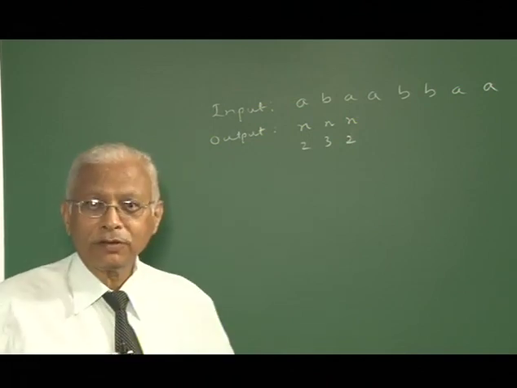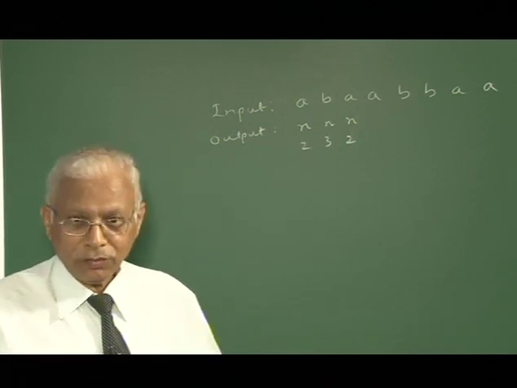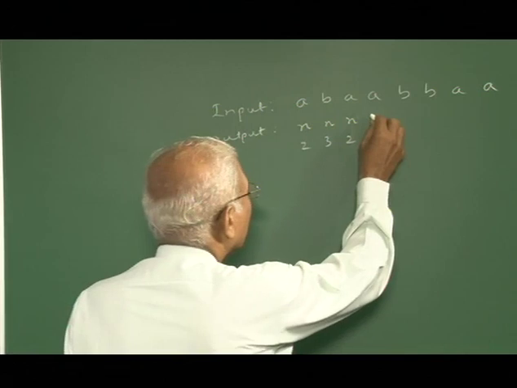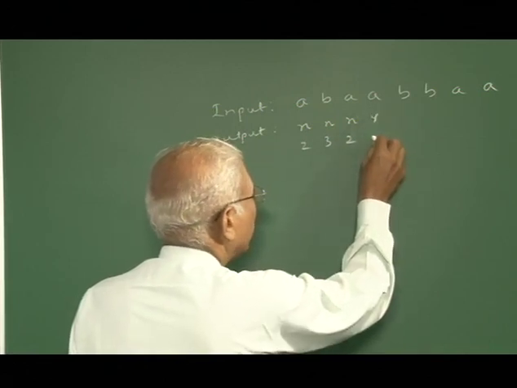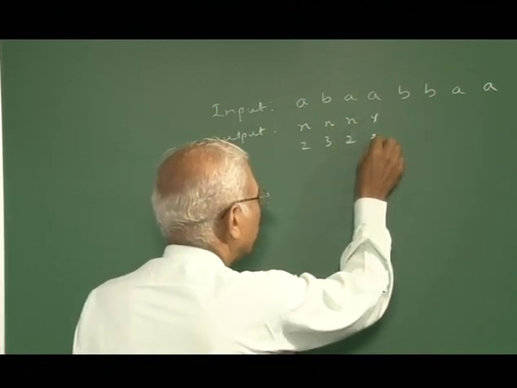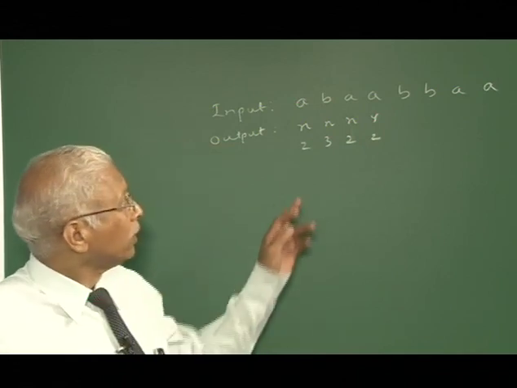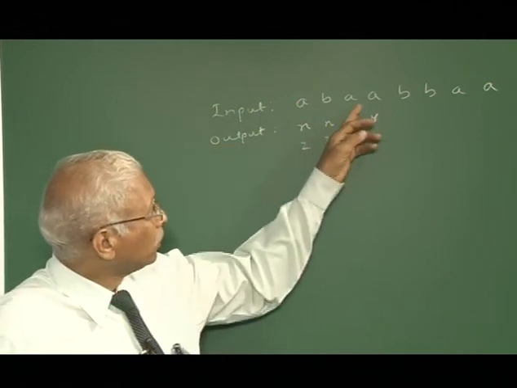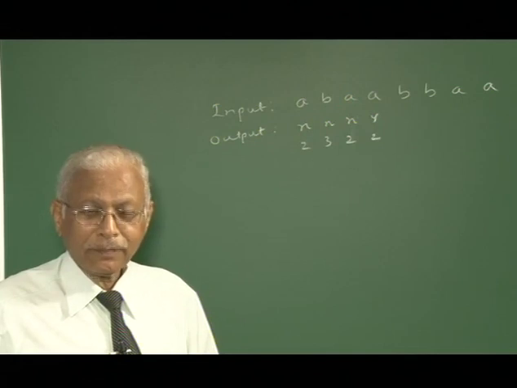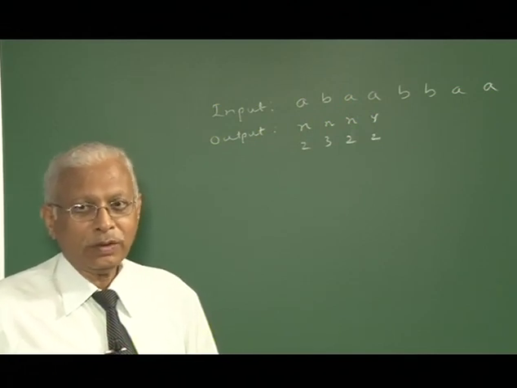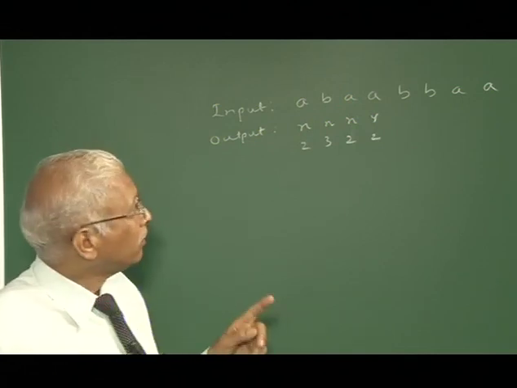Then when you are in state 2, and again the input is A, the output will be y, and it will remain in state 2. So, you see that only when there are 2 consecutive A's will the output be y. Otherwise, all the time it is going to be n.